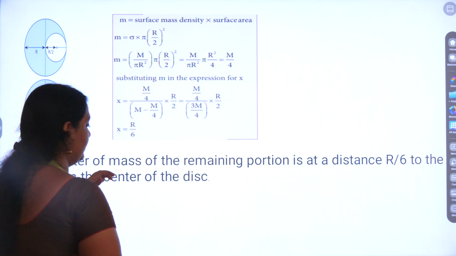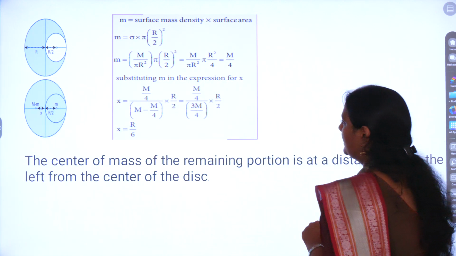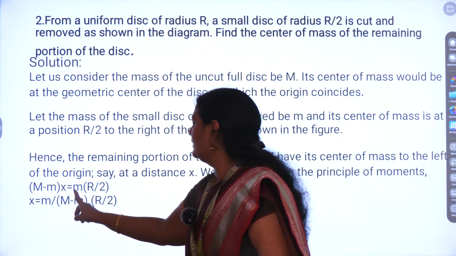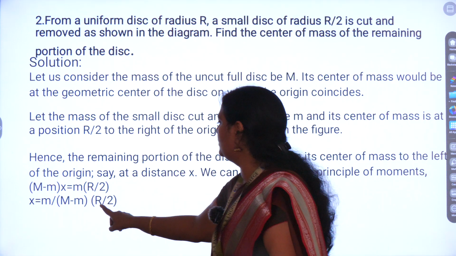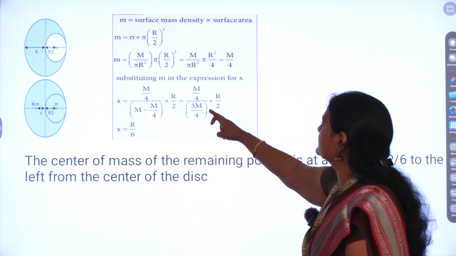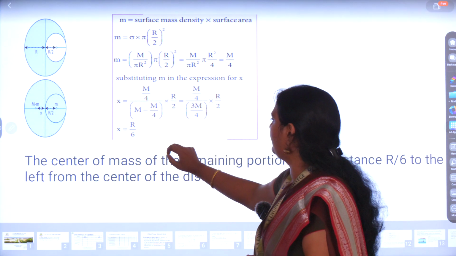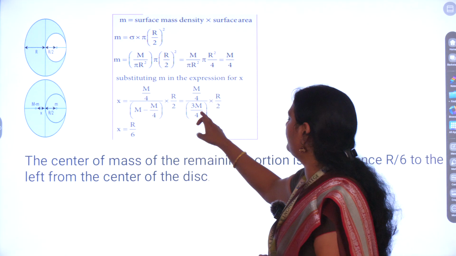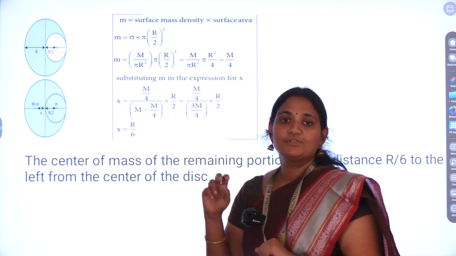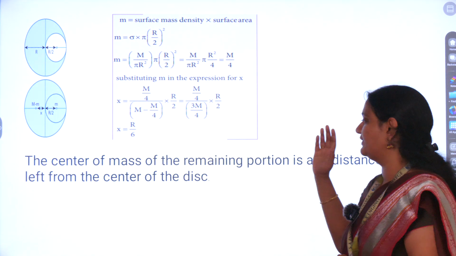So now you are going to calculate the position of the center of mass for this remaining uncut portion. When you calculate for this remaining uncut portion, x is equal to what? We are moving on to the previous slide, where x is equal to m divided by capital M minus small m into R by 2. But what have you inferred here? Small m is nothing but capital M by 4. So you substitute capital M by 4 in this step, wherever you get small m. You are getting M by 4 divided by 3M by 4 into R by 2. So the position of center of mass for the remaining uncut portion is R by 6 from the left of the disc.